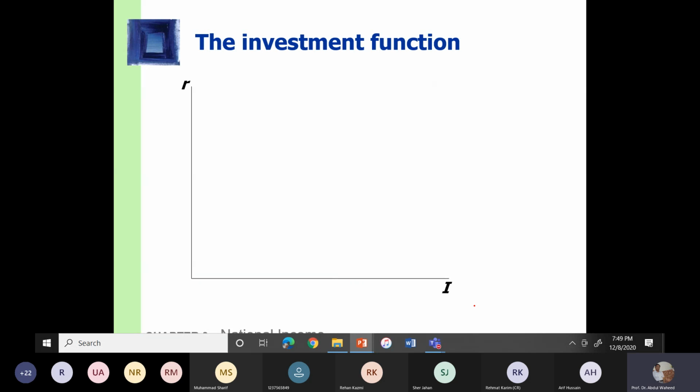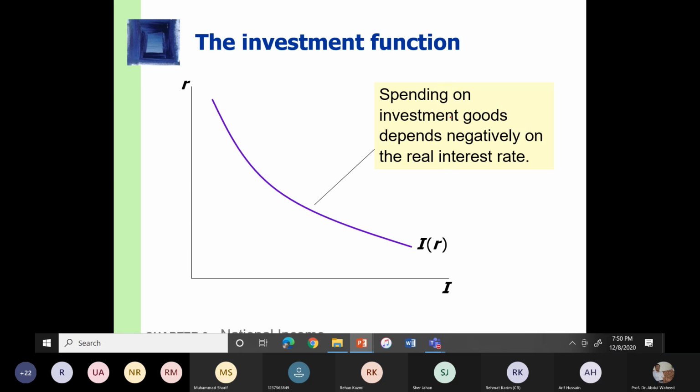तो अगर प्लॉट करेंगे हम इसको तो कैसे ग्राफ आएगा? नेगेटिवली स्लोप होगा या पॉजिटिवली स्लोप? अगर मैंने इंटरेस्ट रेट इन्वेस्टमेंट इज़ हियर, रियल इंटरेस्ट रेट इज़ हियर। कंजम्पशन का ग्राफ तो पॉजिटिवली स्लोप था, इन्वेस्टमेंट का ग्राफ कैसा होगा? पॉजिटिवली स्लोप होगा, नेगेटिवली स्लोप? नेगेटिव होगा सर। ठीक है ना, नेगेटिवली स्लोप, because there is a negative relationship between interest rate and investment. Okay, so spending on investment goods depends negatively on the real interest rate.